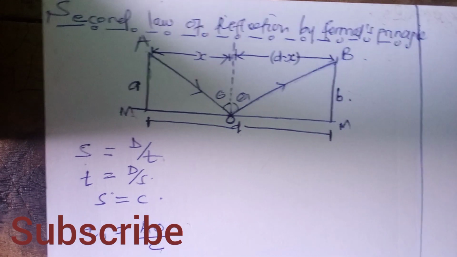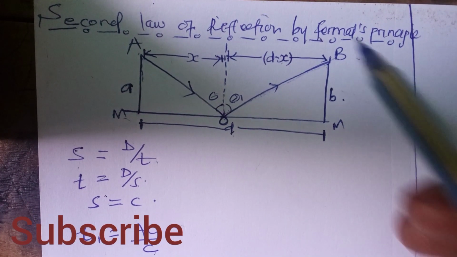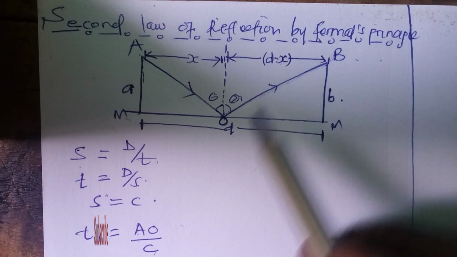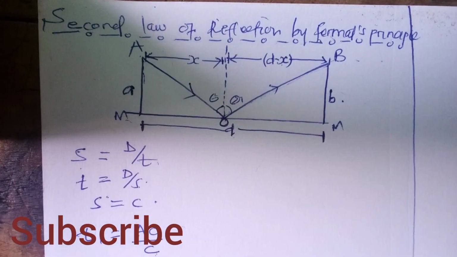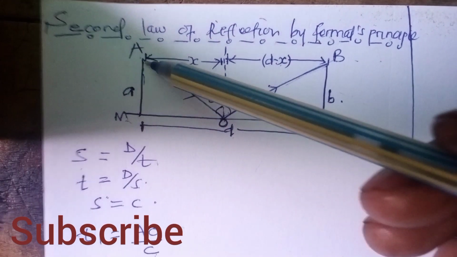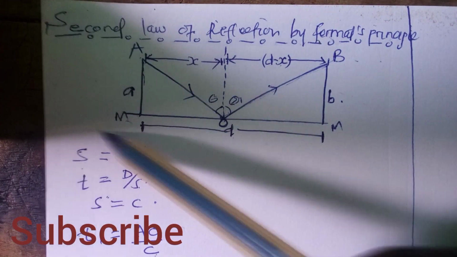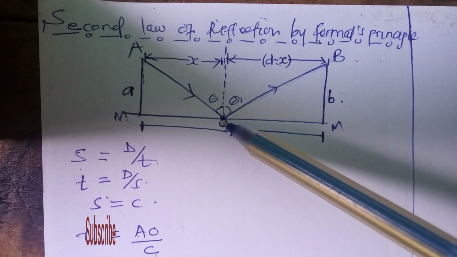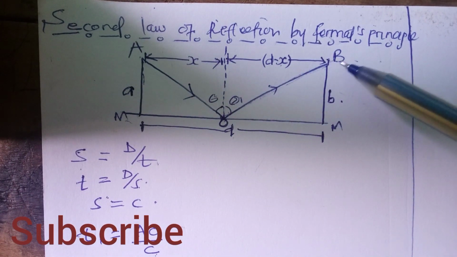In this lesson, we are going to look at Fermat's principle, and specifically we are going to look at the second law of reflection by Fermat's principle. So here is the diagram. The ray of light is incident at point O. This is the mirror, MM. Then it is reflected to point B.